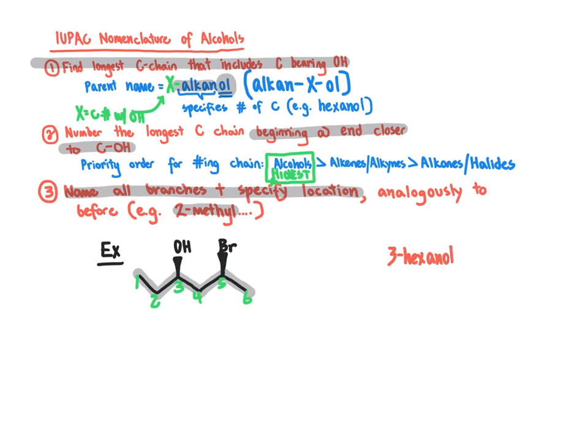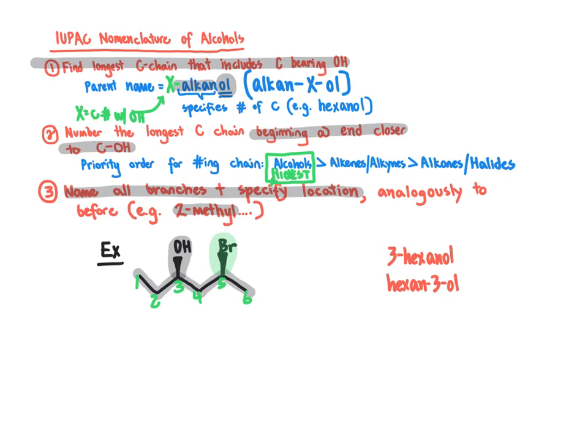Or alternatively, hexan-3-ol as the parent name for this. That parent name, of course, incorporates the fact that we have a hydroxy group here. So I'm going to go ahead and highlight that, since we've already accounted for it in the name. All we're left with then is that bromo substituent right here at carbon 5 that we need to plug in to the name.